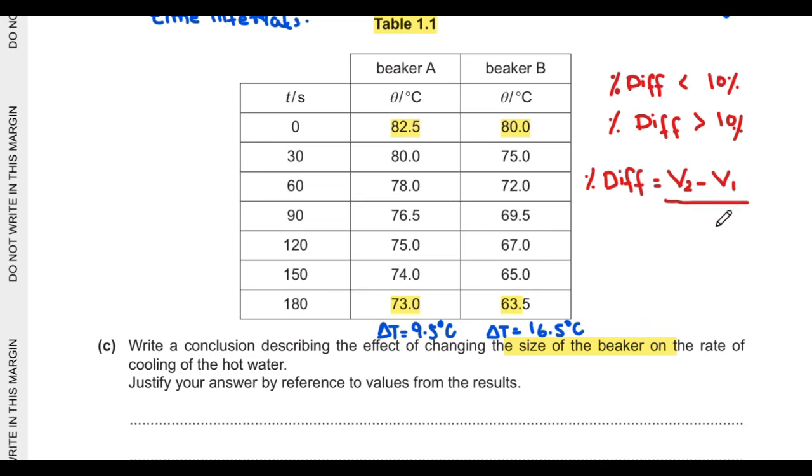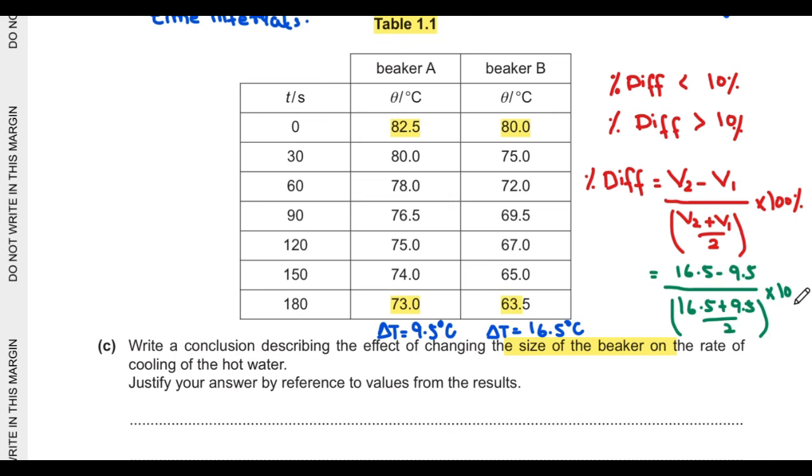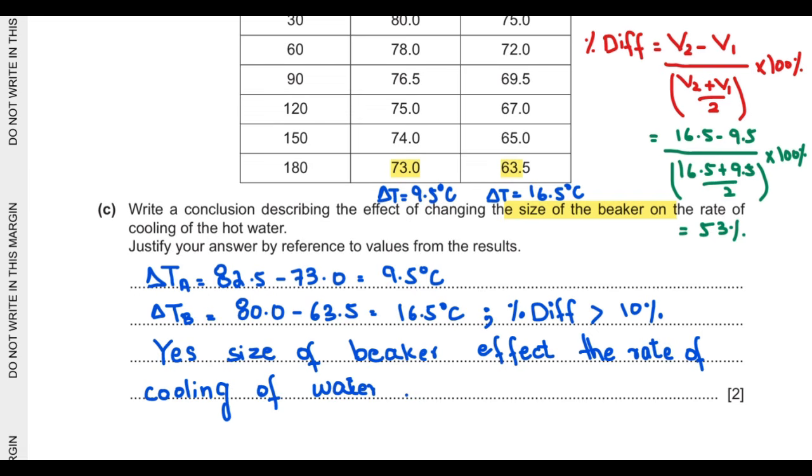The formula is (V2 minus V1) over ((V2 plus V1) divided by 2), multiplied by 100%. Let me put in the values. Value 2 is 16.5, value 1 is 9.5. Then 16.5 minus 9.5 over (16.5 plus 9.5) divided by 2, multiplied by 100%. So these values differ by about 53%. That is very large. That means these values are not close. So yes, the size of the beaker is affecting the rate of cooling of water.